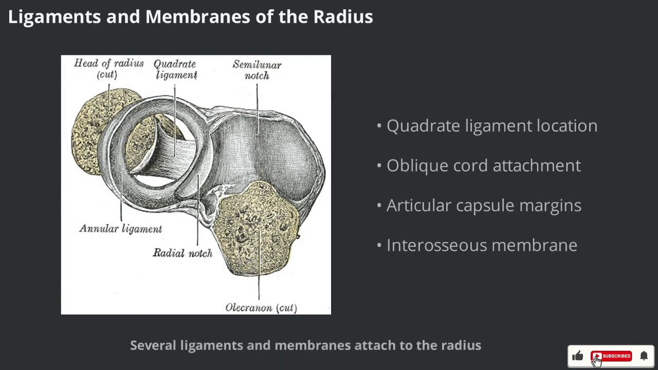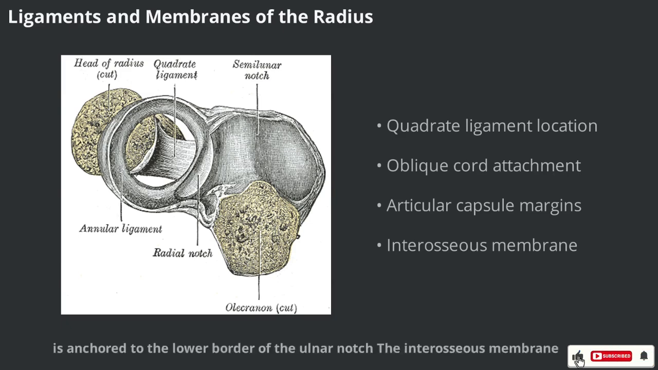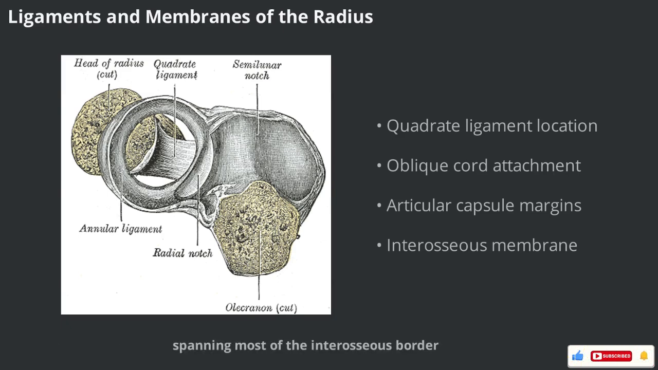Several ligaments and membranes attach to the radius, contributing to joint stability. The quadrate ligament is attached to the medial part of the neck, while the oblique cord connects just below the radial tuberosity. The articular capsule of the wrist joint attaches to the anterior and posterior margins of the inferior articular surface, and the articular disc of the inferior radioulnar joint is anchored to the lower border of the ulnar notch. The interosseous membrane, spanning most of the interosseous border, is vital for force transmission and stability.